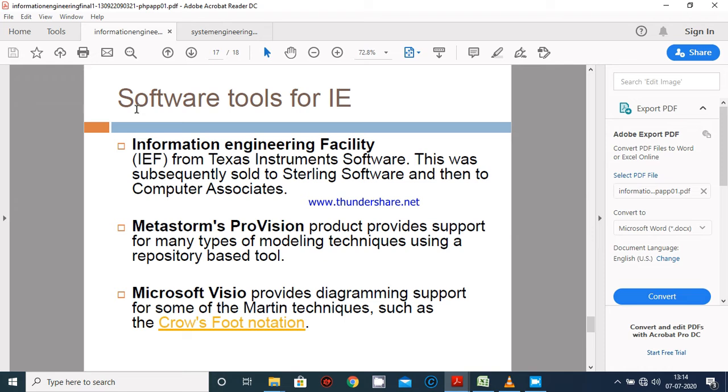The second one is Metastorm's provision product, which provides support for many types of modeling techniques using repository-based tools in an information engineering project. Next, the most commonly available software tool for implementing an information engineering project is Microsoft Visio, which provides diagramming support for some of the modeling techniques such as the crow's foot notation, which I will discuss in a further video.